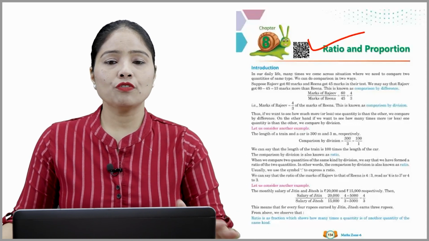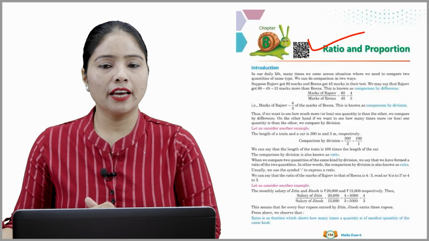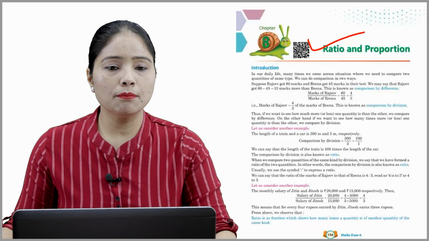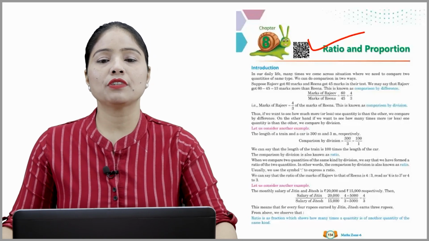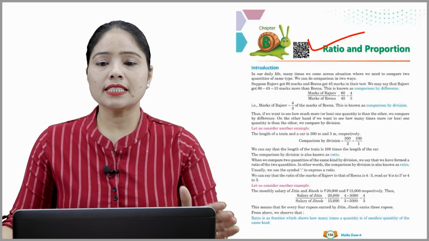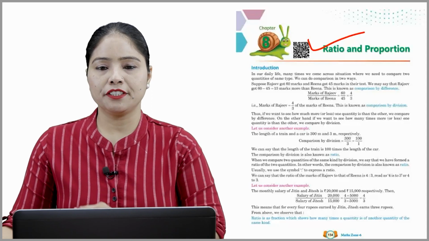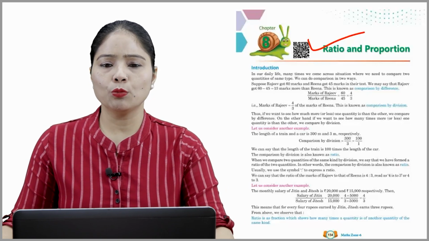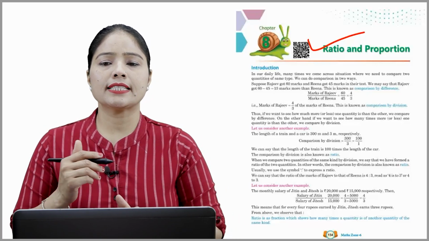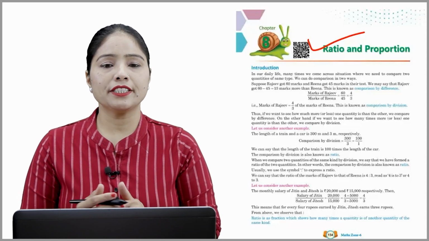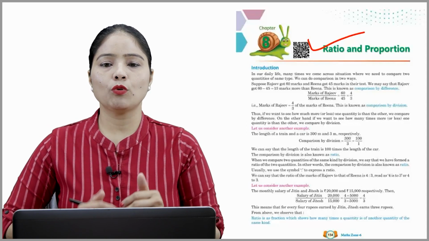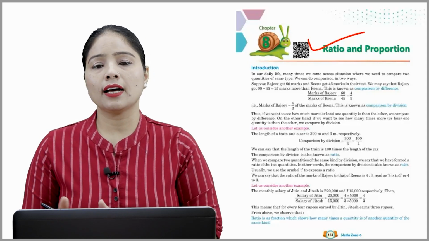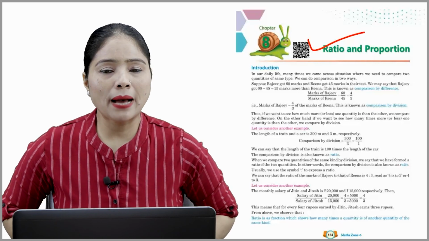Marks of Rajiv are 60, marks of Reena are 45. After simplifying, we get 4 by 3. Marks of Rajiv are 4 by 3 of the marks of Reena. This is known as comparison by division. I hope you understood. Thus, if we want to see how much more or less one quantity is than the other, we compare by difference. On the other hand, if we want to see how many times more or less one quantity is than the other, we compare by division.